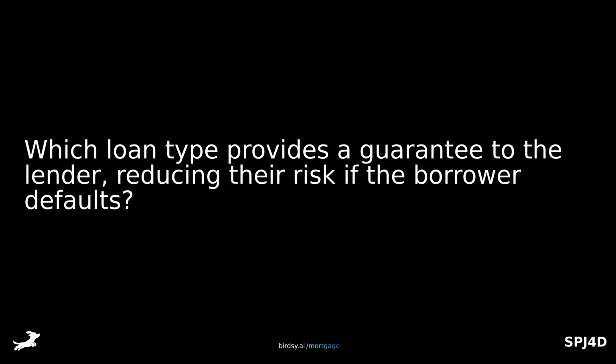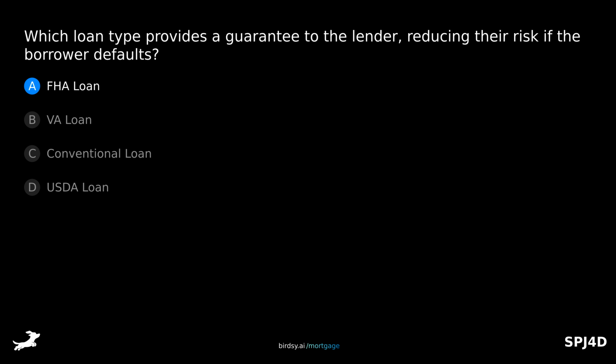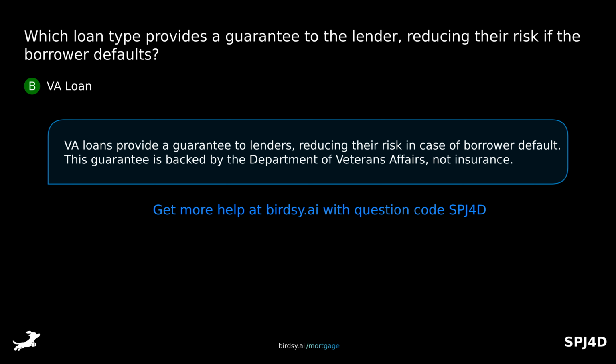Which loan type provides a guarantee to the lender, reducing their risk if the borrower defaults? Is it A, FHA loan, B, VA loan, C, conventional loan, or D, USDA loan? The answer is B, VA loan. VA loans provide a guarantee to lenders, reducing their risk in case of borrower default. This guarantee is backed by the Department of Veterans Affairs, not insurance.